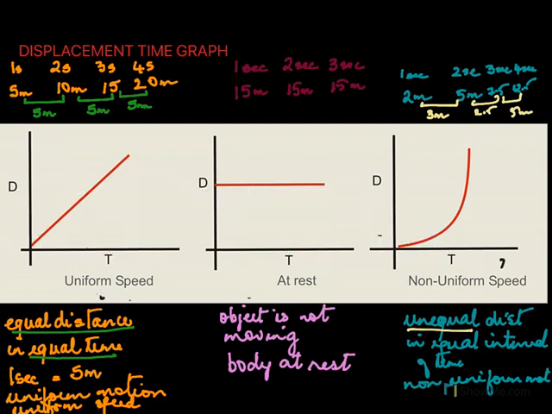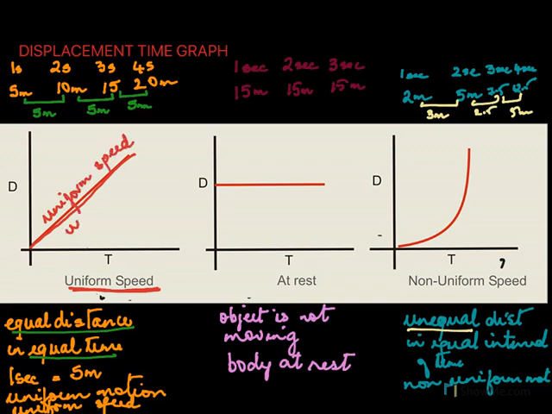So if the graphs were just given to you straight on like this, for this graph you would say the body is in uniform speed. It's a moving body with uniform speed because it is a straight line. So this is uniform speed.